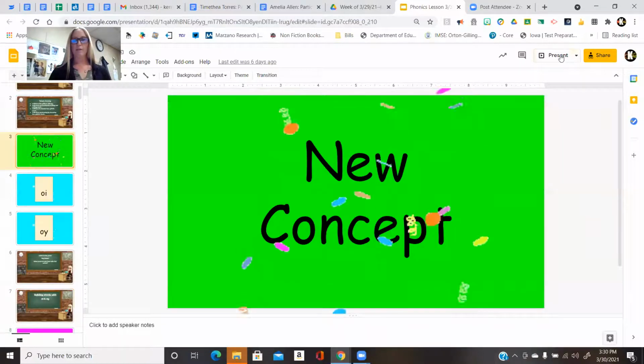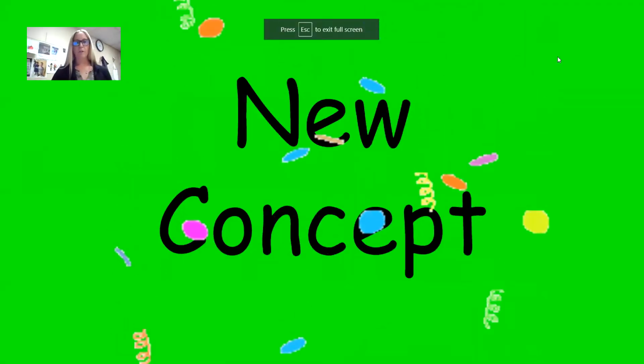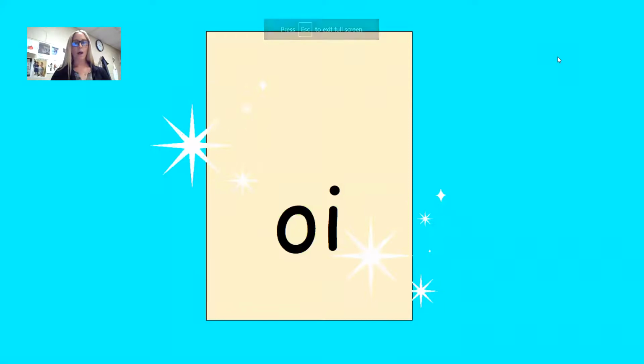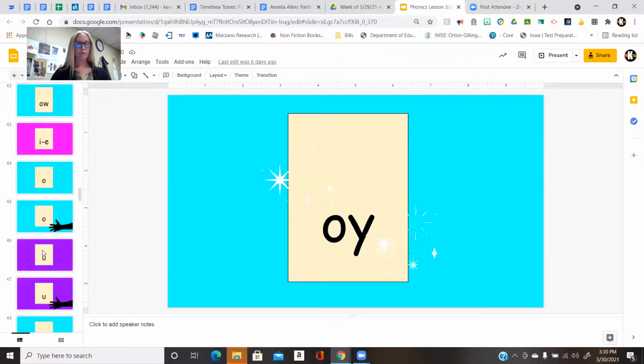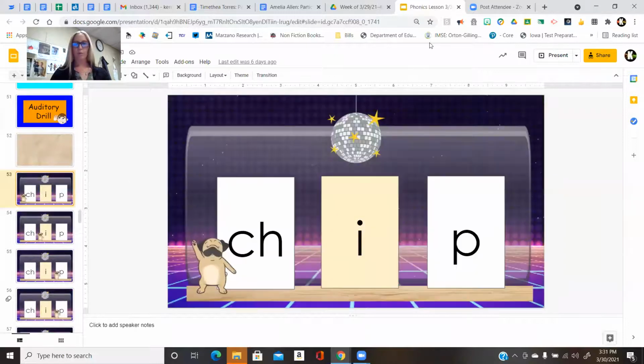Okay, let's jump into our blending board. Remembering that our new concept is that we are learning OI and OY. Both say oi. Let's take a look at just a few of our blending board. Here we go.